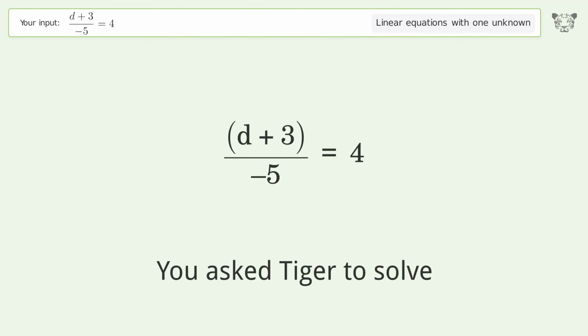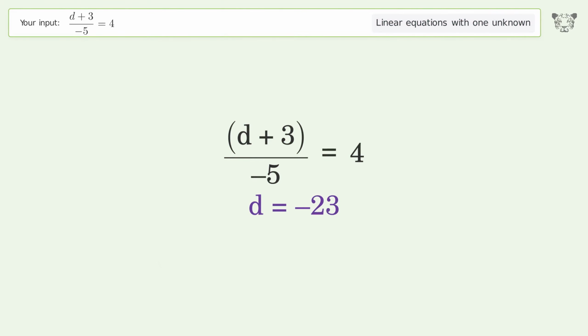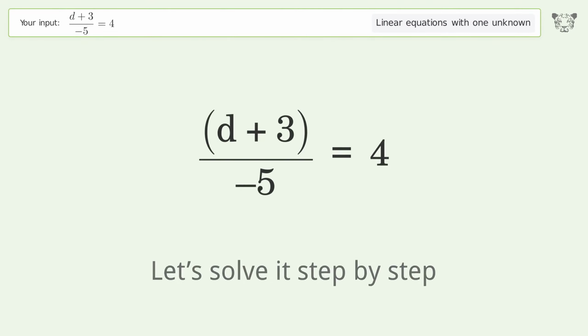You ask Tiger to solve. This deals with linear equations with one unknown. The final result is d equals -23. Let's solve it step by step.